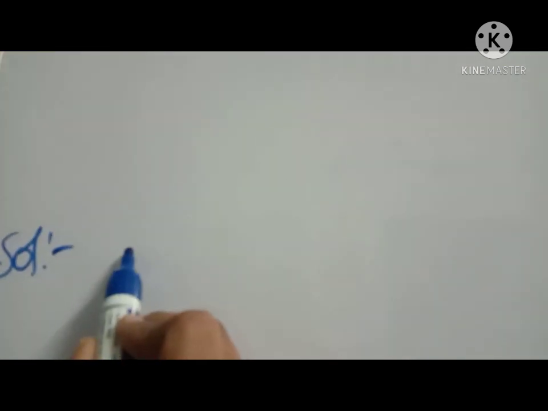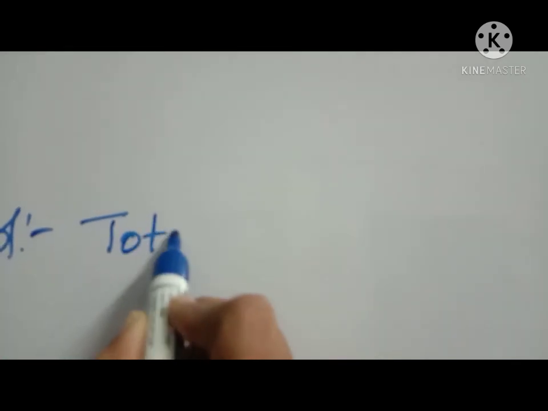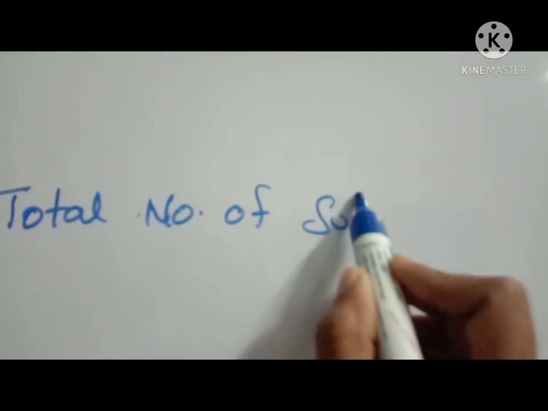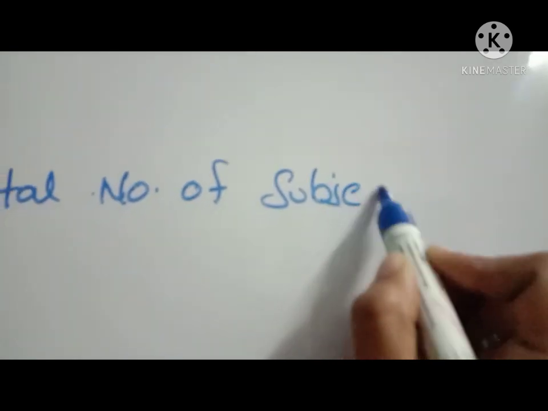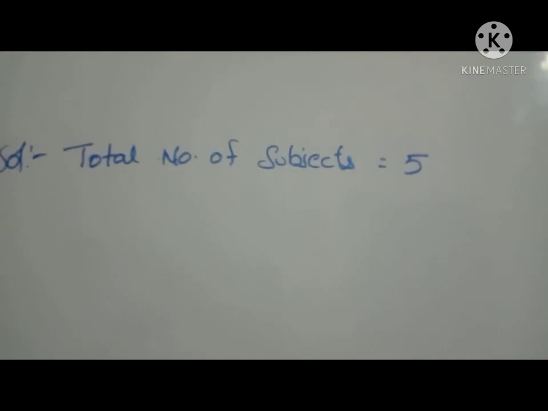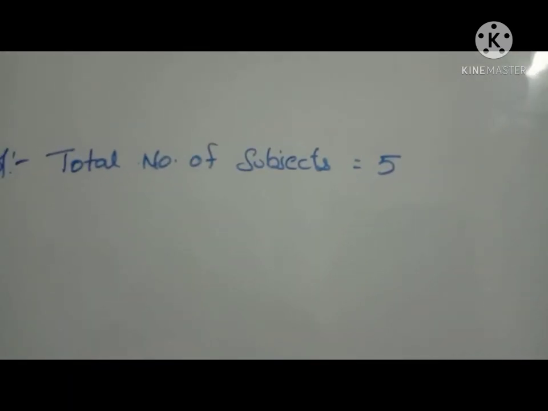Okay, total number of subjects. At first we have to write the total number of subjects. How many subjects are there? Yes, 5. Total number of subjects is equal to 5.